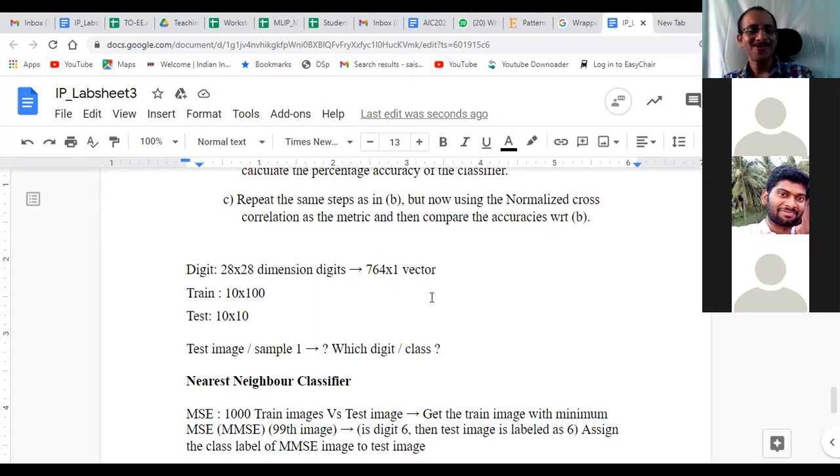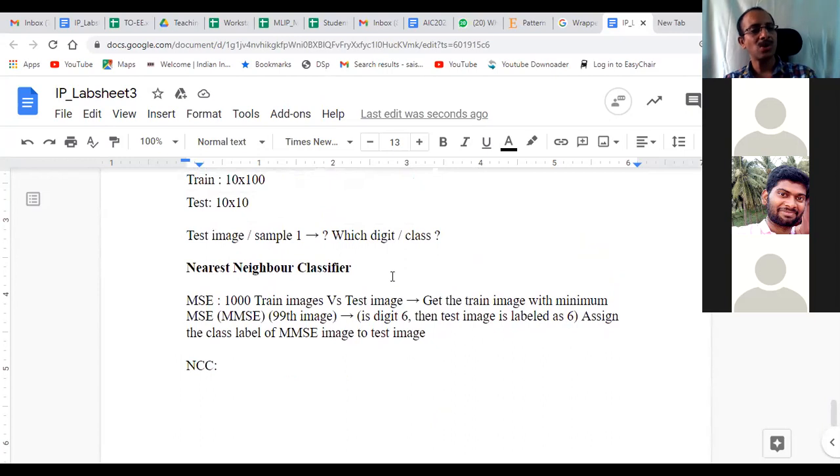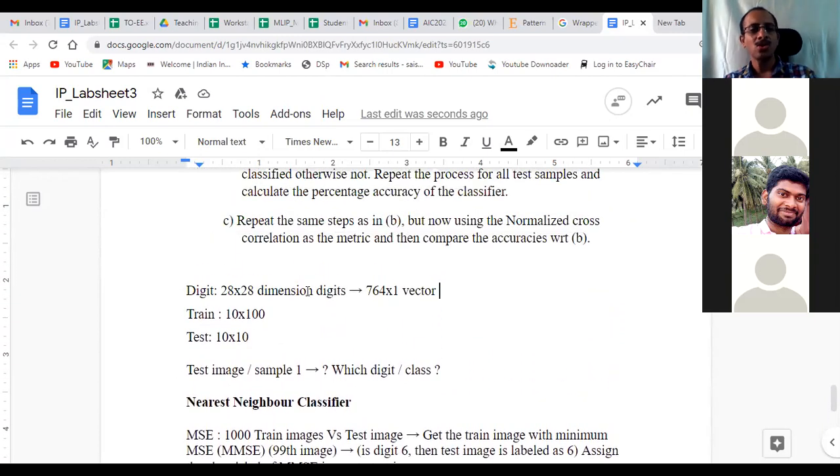Anyway, the procedure has to be told immediately. You can just write it as a vector, because you know how to find vectors, normalized cross correlation or mean square error, anything you know. You just put one row after the other. You stack them and make a vector. So I hope it is a 784 by 1 vector, with the multiplication 28 times 28.